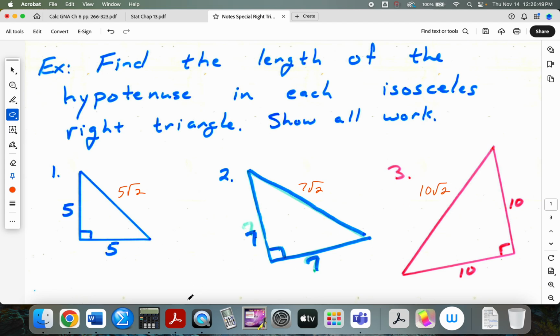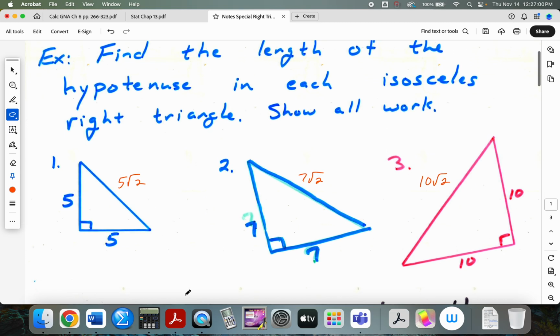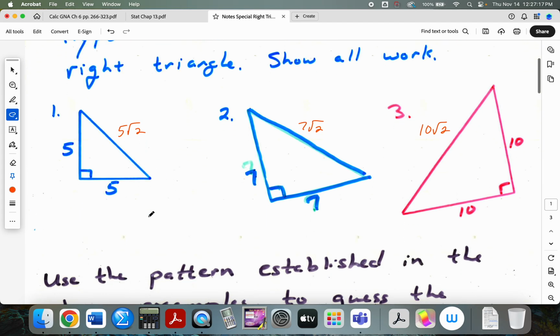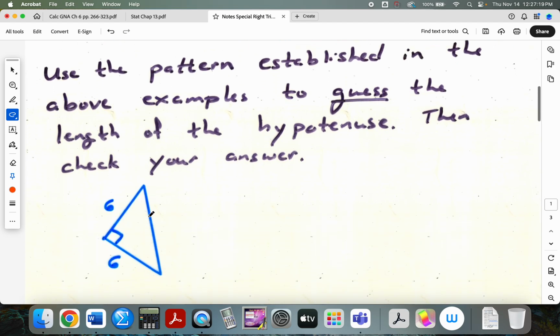I noticed that on the homework last night. There was one with 5 and 5, and it was 5 square roots of 2. Yeah, exactly right. So if we know it's an isosceles right triangle, and we know the lengths of the legs, all we have to do is multiply. People sometimes say add on the square root of 2. We're not adding, we're multiplying the length of the leg times the square root of 2, and we get the hypotenuse. So if both of these are 6, the hypotenuse should be 6 square roots of 2.